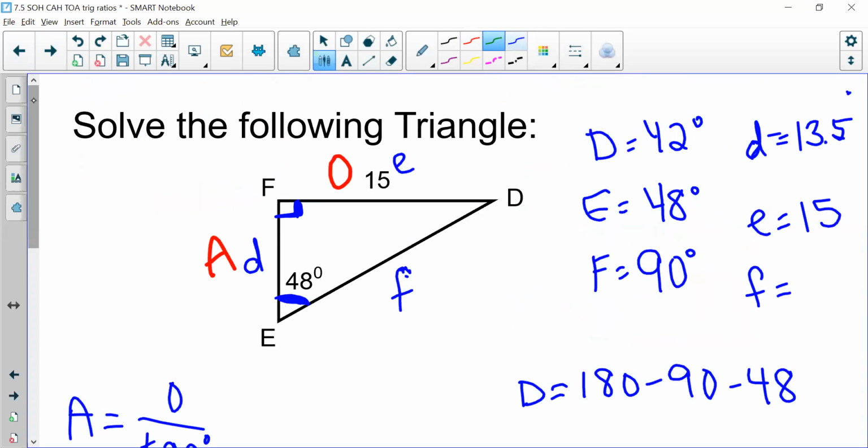And I want you guys to look over what you have there and tell me, do the numbers seem to make sense? Yes. Awesome. So biggest angle is 90, biggest side 20.2, check. Smallest angle is 42, smallest side is 13.5, check. Any questions on this triangle?